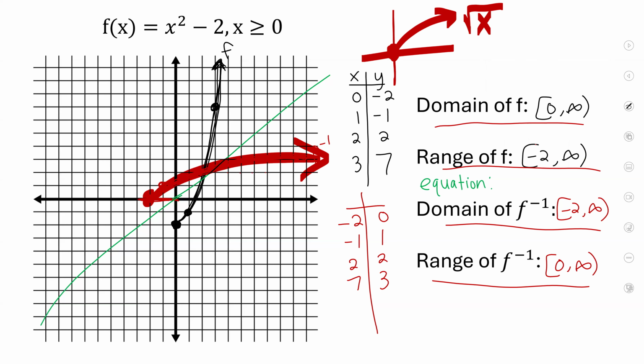So what should your equation look like? Exactly, an x plus 2. So that is your equation. That's what I got when I plugged in y. Like I switched the x into y. Yes, exactly. You did it algebraically. Good job. All right, next one.